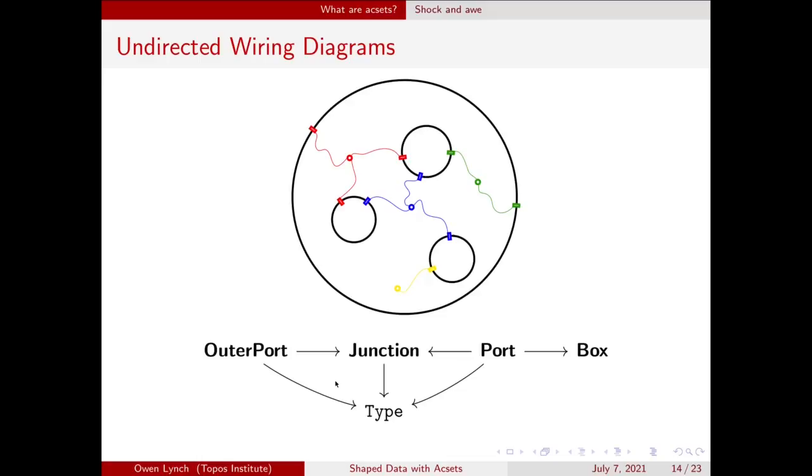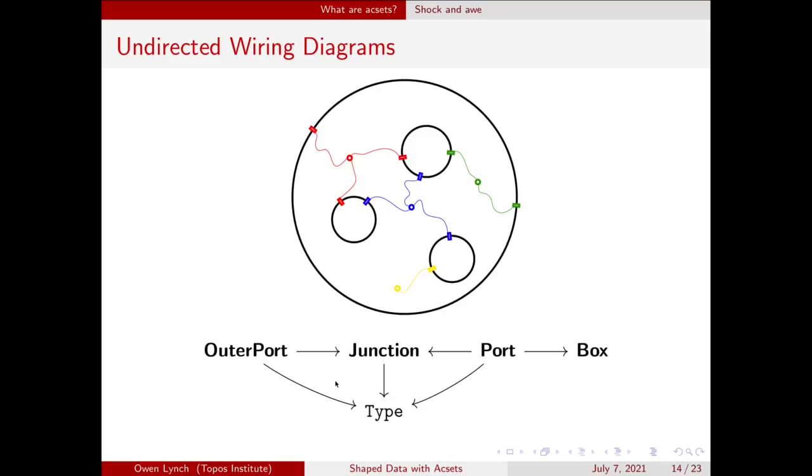Then there are outer ports, which we visualize as being on the big circle. And then both outer ports and ports are attached to junctions, which are the little circles. And then finally, outer ports, junctions, and ports all have types.